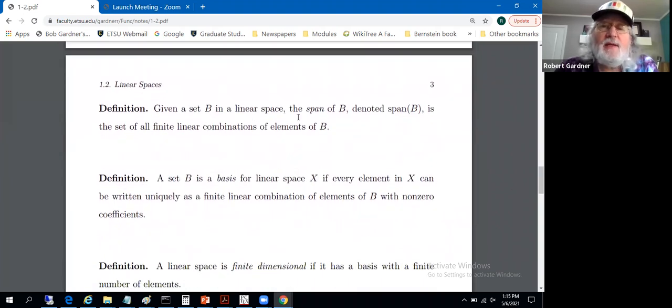Given a set B in a linear space, the span of B. So we're dealing with a set of vectors and defining the span, denoted span of B, is the set of all finite linear combinations of elements of B. This is the first time I've used this terminology, as if to imply there were such a thing as infinite linear combinations. There ain't in sophomore linear algebra. There ain't in the vector spaces you've likely been exposed to so far. That's one of the things we'll liberate you from. We'll deal with infinite linear combinations in here.